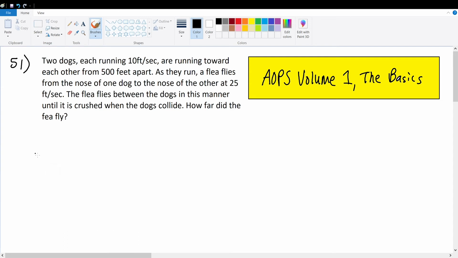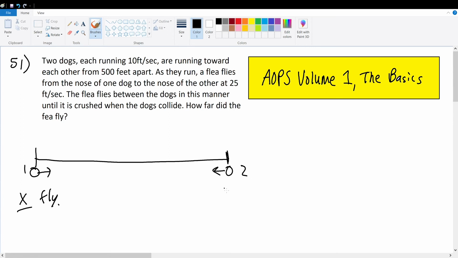So as always, when dealing with distance problems, let us draw ourselves a model of what the word problem is representing. And also let us represent the distance. Suppose the distance that the flea traveled was x. So with this, dog 1 starts at this point and dog 2 starts at this point. But when they're traveling towards each other, let's say at this point it has traveled 1 second, and at this point it has traveled 1 second.